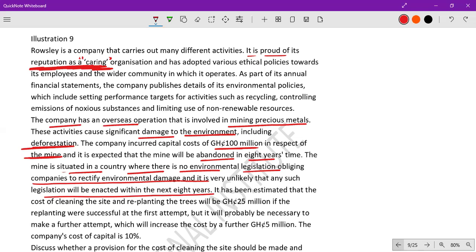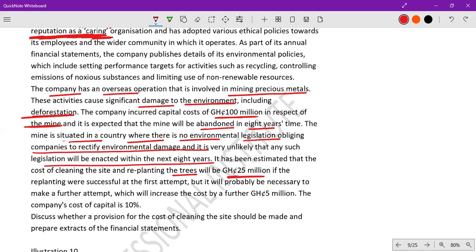Okay, Madam, continue. It has been estimated that the cost of cleaning the site and replanting the trees will be 25 million if the replanting were successful at the first attempt. But it will probably be necessary to make a further attempt, which will increase the cost by a further 5 million cedis. The company's cost of capital is 10%. Discuss whether a provision for the cost of cleaning the site should be made and prepare extracts of the financial statement. Good.